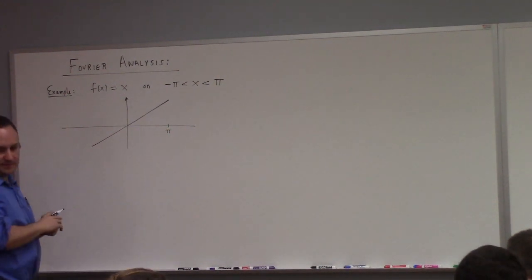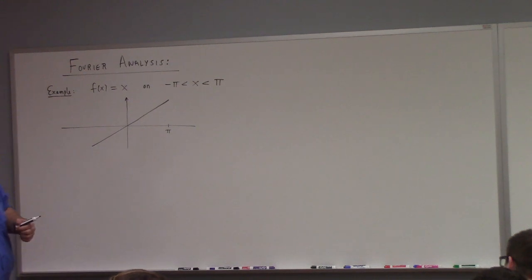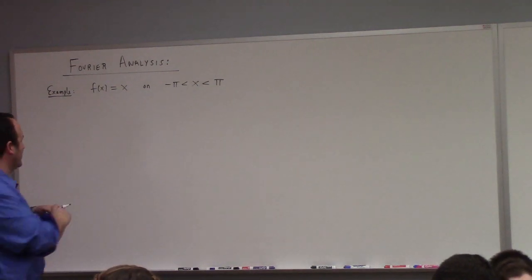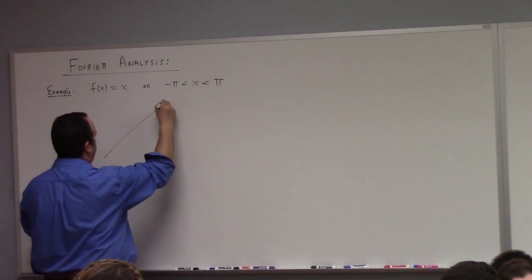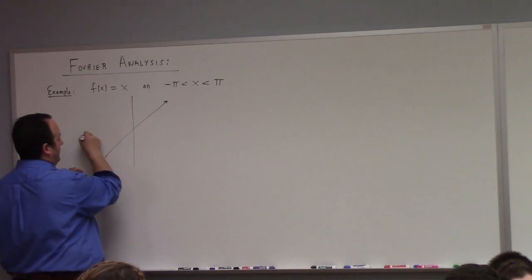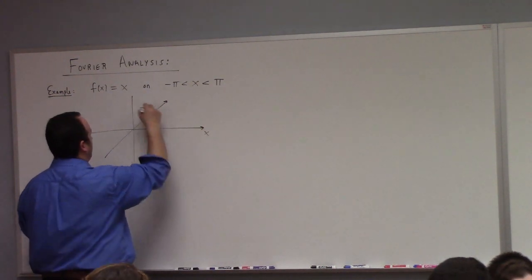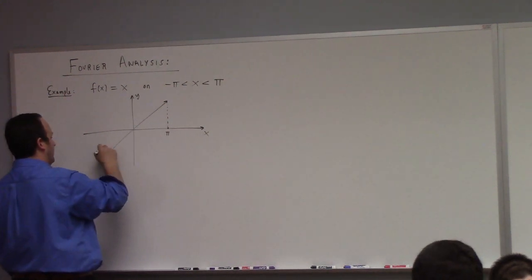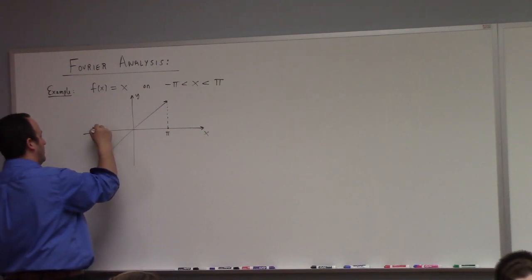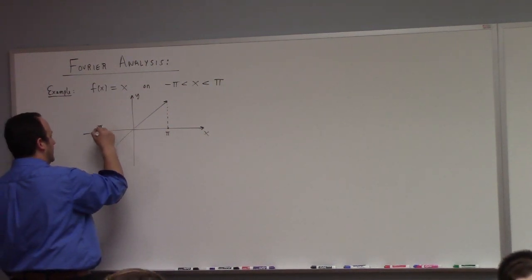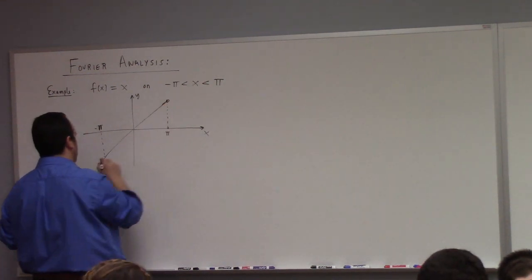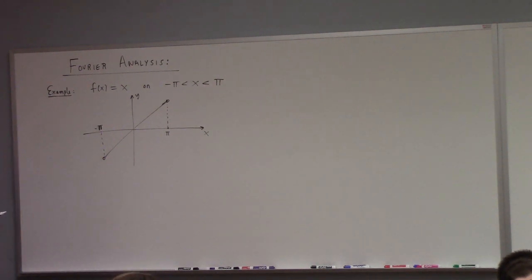Maybe I should try harder. Let me try to actually draw a line with slope 1. Surely I can achieve a line with slope 1 today. So what I want to do is explore, can we recover f of x equals x using a sum of sines and cosines?